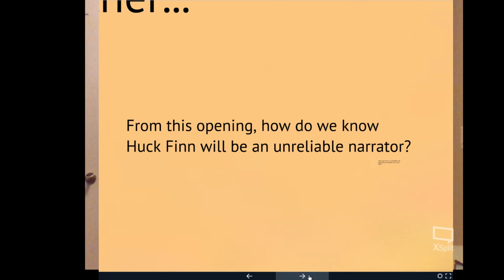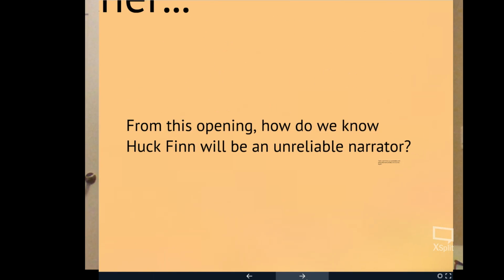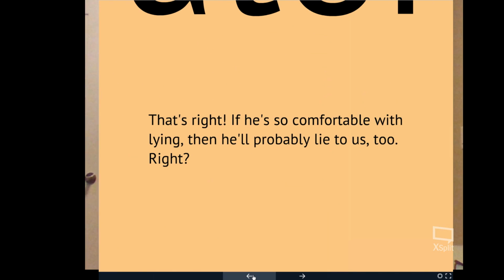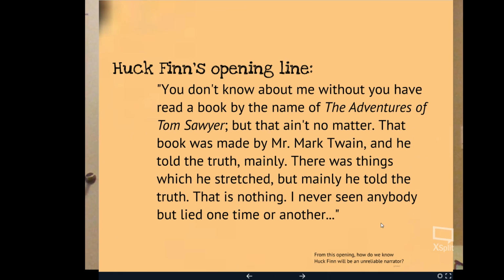Okay, from this opening line, how do we know Huck Finn will be an unreliable narrator? I want you guys to just take a second, look back at this. What is going to make Huck Finn an unreliable narrator? Okay, let's just even start right here. "You don't know about me without you have read a book by the name of The Adventures of Tom Sawyer. But that ain't no matter."